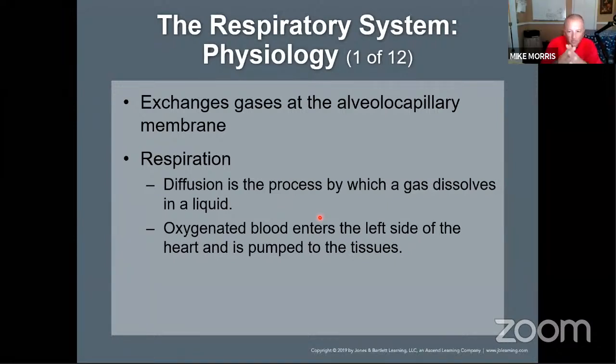So diffusion, we've talked about that. We've talked about how we're going from an area of greater concentration to an area of lower concentration, right? That's it. We've covered that quite a bit. Nothing new there either.